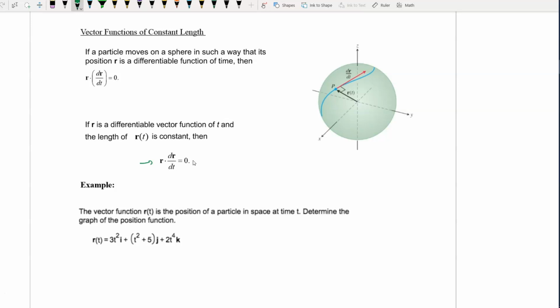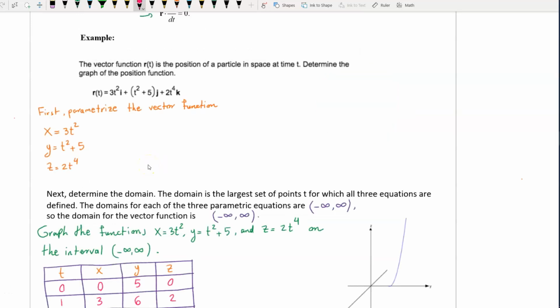Now here is an example. The vector function r(t) is the position of a particle in space at time t. Determine the graph of the position function. So here we have this function r(t) equal to 3t squared i plus t squared plus 5 j plus 2t to the 4th power k. So first parameterize the vector function. Here x is equal to 3t squared, y is equal to t squared plus 5, and z is equal to 2t to the 4th power.